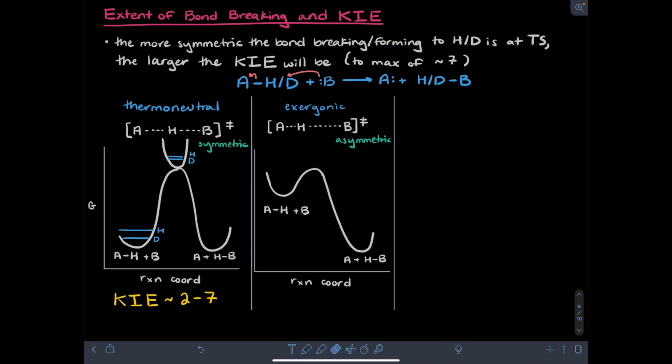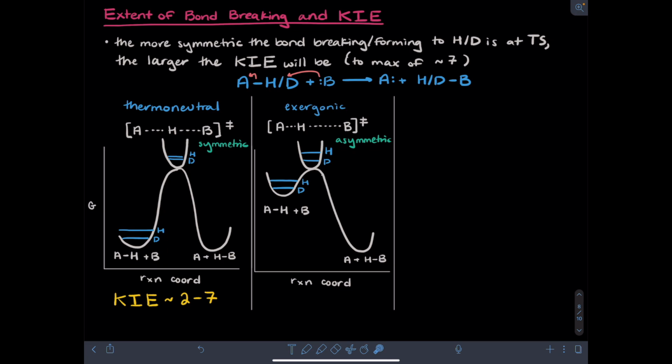Now let's consider an exergonic reaction, where the products are lower in energy than the starting material. In this case, the transition state is closer in energy to the starting material compared to the product. So by the Hammond postulate, the transition state will more resemble the reactants rather than the products. I can reflect this in the transition state by having the AH bond only slightly broken and the hydrogen B bond only slightly formed. In the case where you ran this reaction with deuterium, you would have a D here instead.